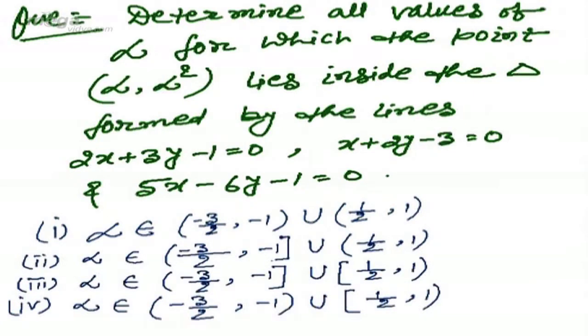And the fourth option is alpha belongs to open interval minus 3 by 2 to minus 1 open interval, union open interval half. And the fourth option is alpha belongs to open interval minus 3 by 2 to open interval minus 1, union close interval half to open interval 1. This question was asked in IIT in year 1992.